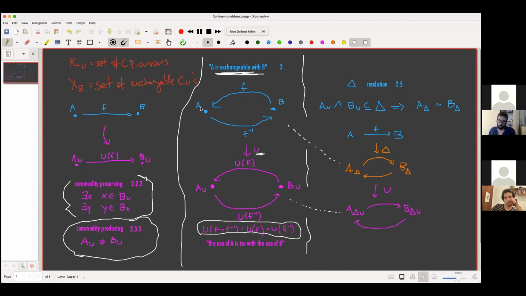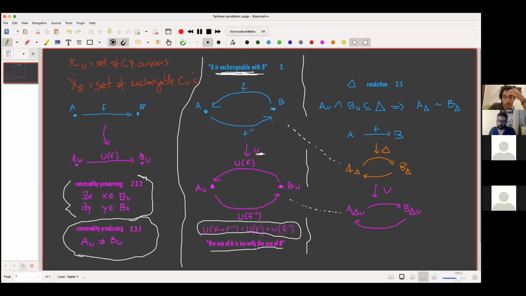There's different ways we could try to solve it, but right now this doesn't work, because it implies that the use of A is isomorphic with the use of B, which is not true, just because A is exchangeable with B. Which is actually the opposite, which is conceptually the common sense, right? You wouldn't exchange A with B if they had the same use to begin with.